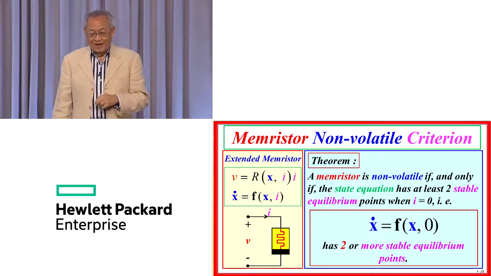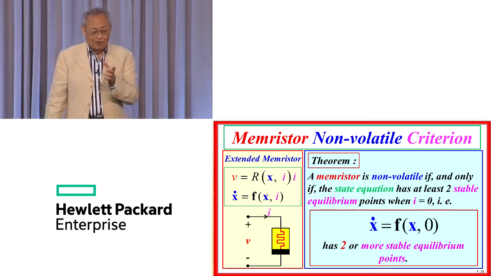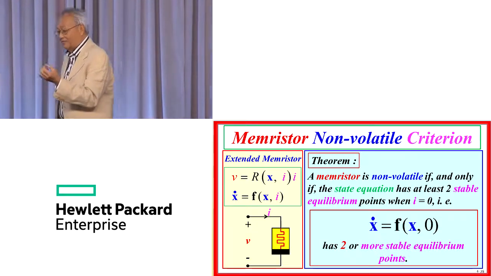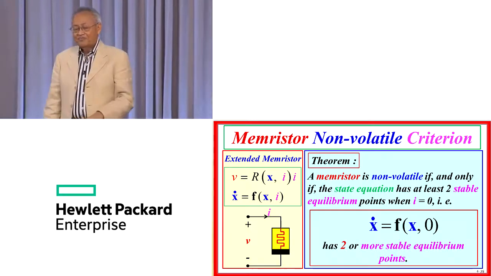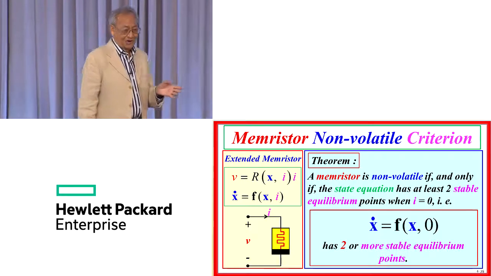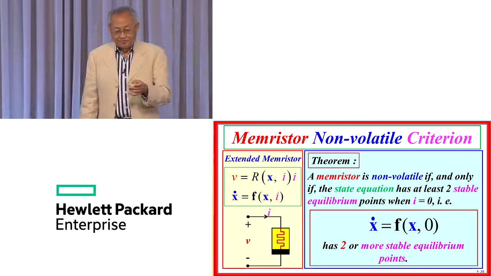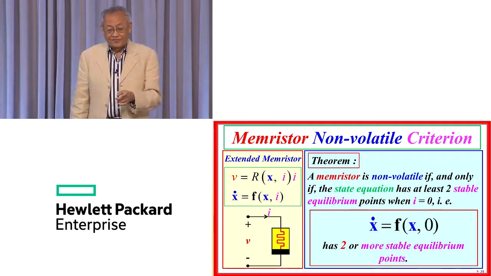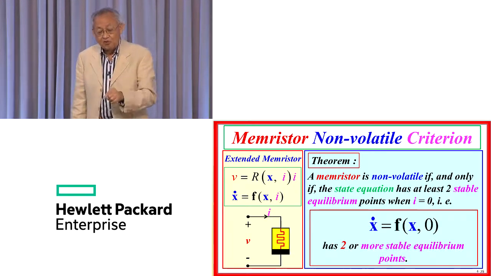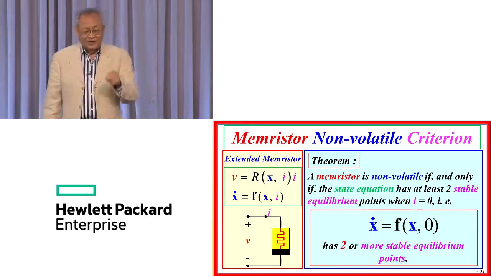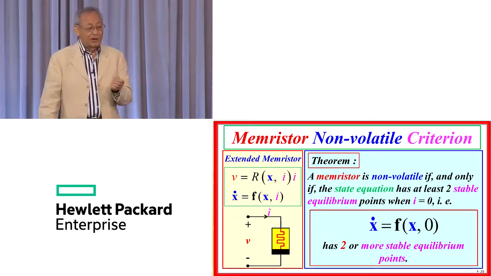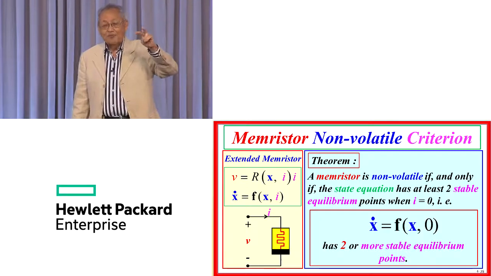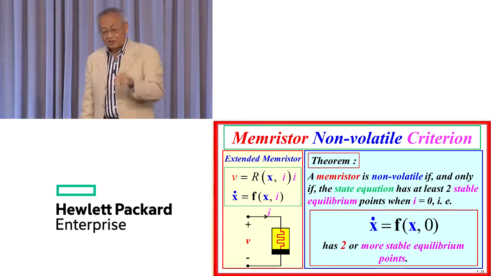So I have a criterion here just to make it more formal now. Remember, non-volatile simply means that you switch off the power and the memory doesn't evaporate, okay? So for a memristor, I call this a theorem: a memory is non-volatile if and only if the state equation has at least two stable equilibria. When you pull the plug, you've got to have at least two different memories. You can have more, but at least two.